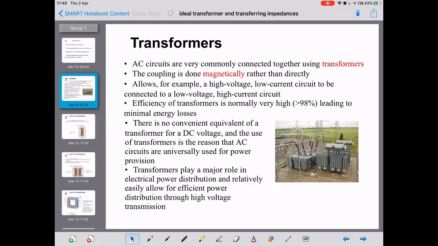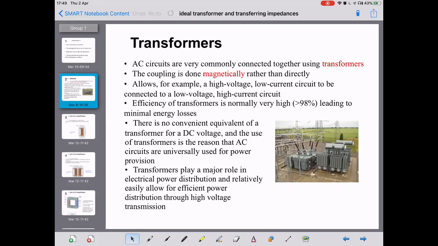There isn't a convenient equivalent to a transformer for a DC voltage, and the use of transformers is the reason that we universally use AC for our power transmission and provision. So they play a major role in electrical power distribution and relatively easily allow for efficient power distribution through high voltage transmission. And the simple equation is that if we put the voltage up for a given load, the current will come down, and the power loss will come down. Okay?